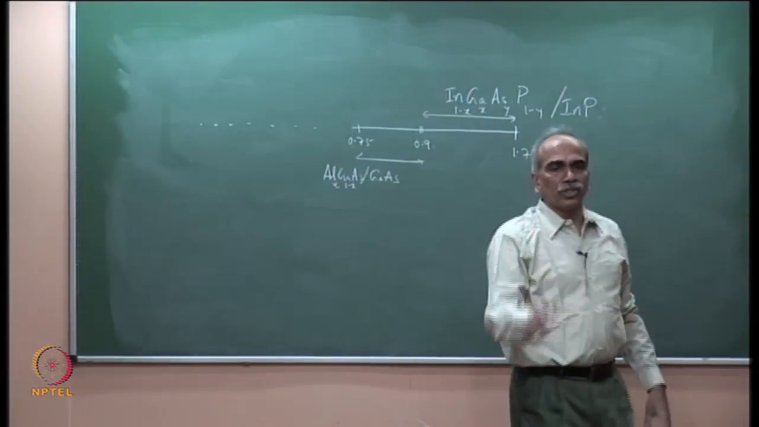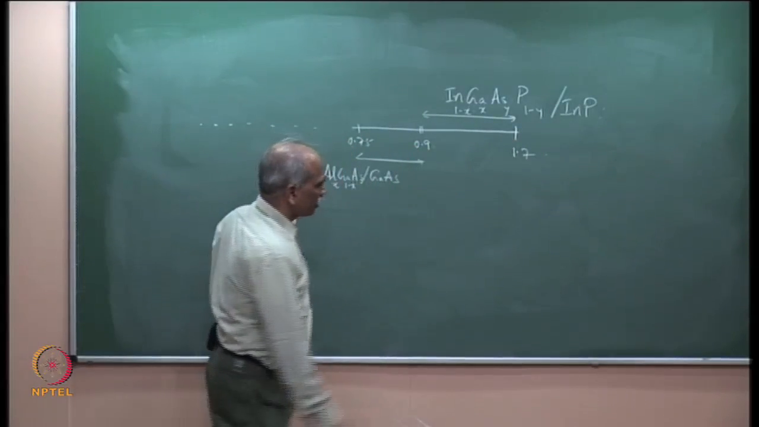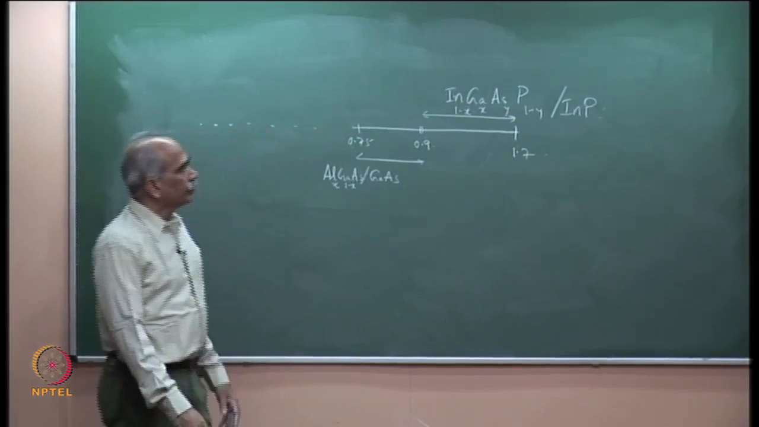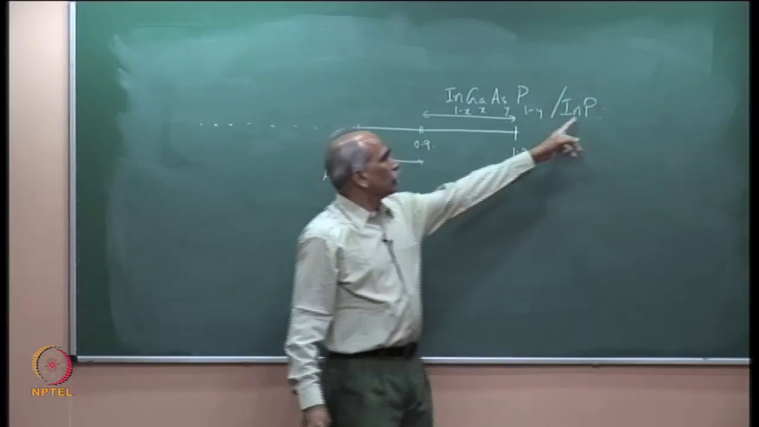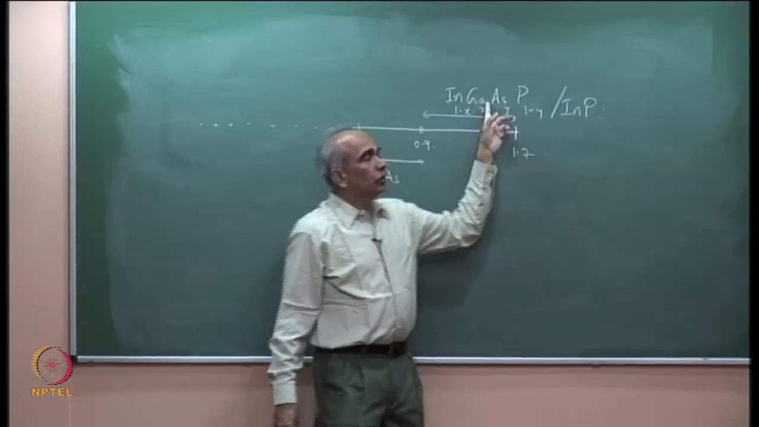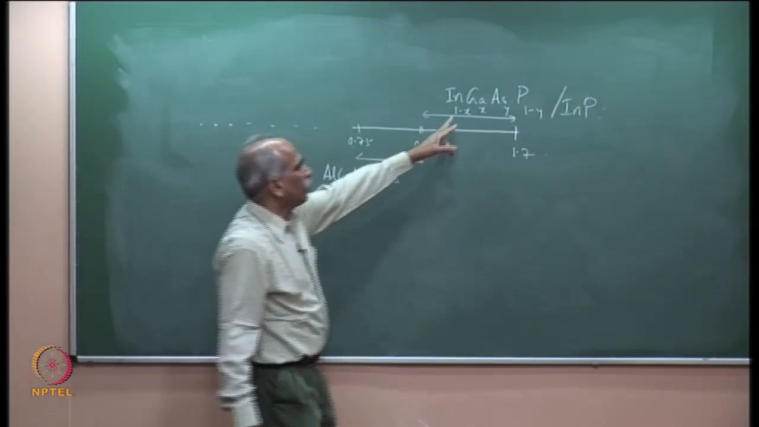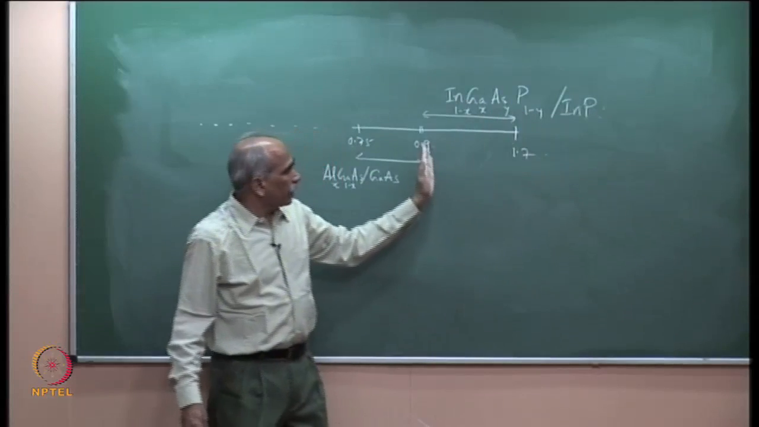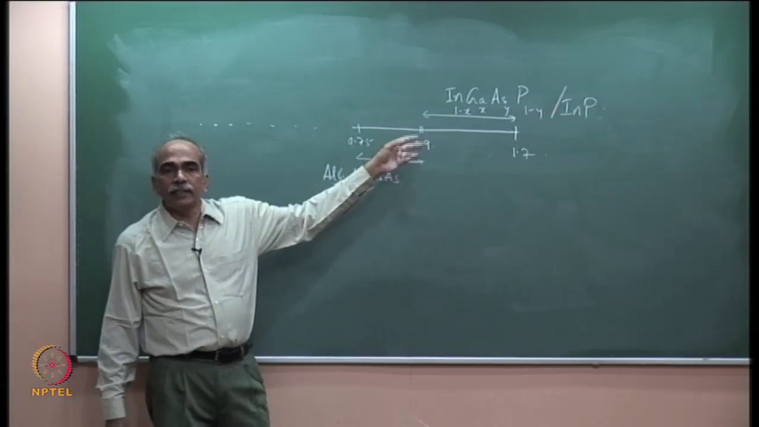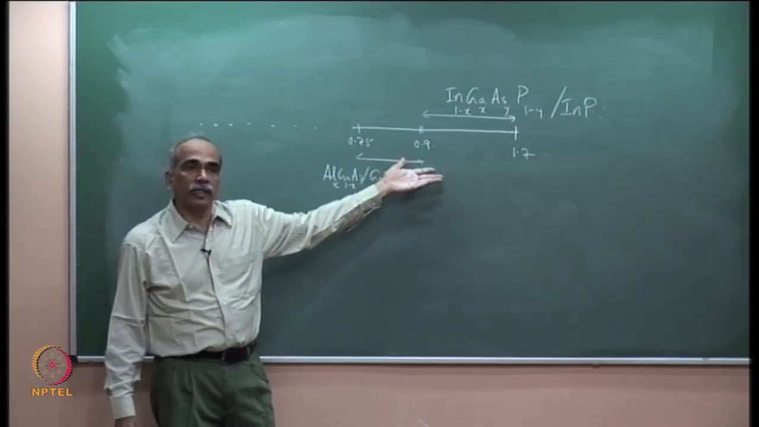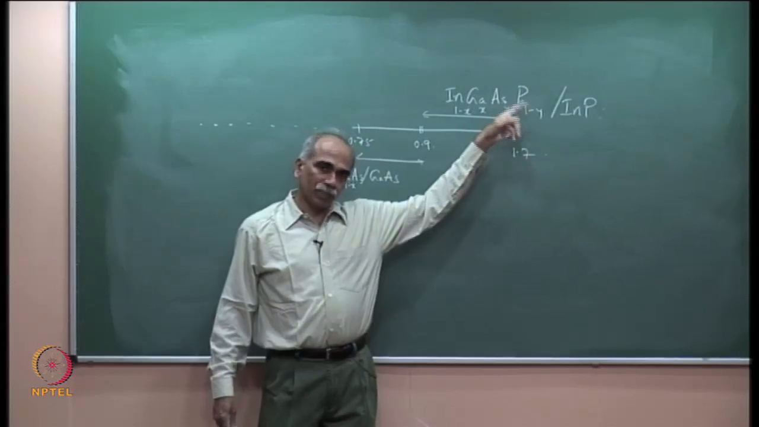For certain compositions, you recall we had drawn those lattice matching curves, and we have found out a particular line over which indium phosphide was lattice matched to this for a range of values. So, by choosing an appropriate composition, you can realize LEDs in this range. The edge emitting LEDs for communication, low data rate communication at 1.3 and 1.55, are made by this material.